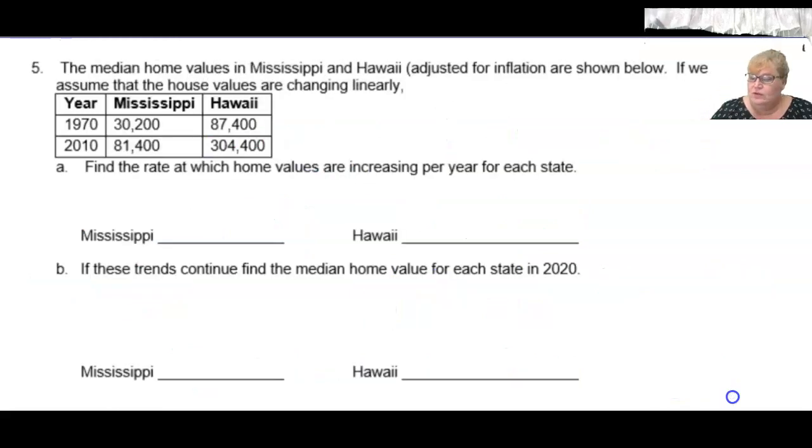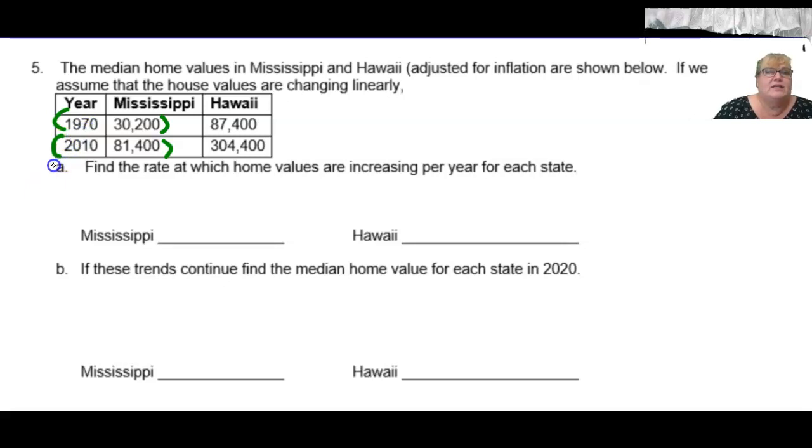All right, one more question on this video. This says the median homes in Mississippi and Hawaii adjusted for inflation are shown below. If we assume that the house values are changing linearly, we had 1970. The Mississippi home was worth this, and in 2010 it was worth this. Now we have to decide if we're going to use like years since 1900 or years since 1950 or years since 1970.